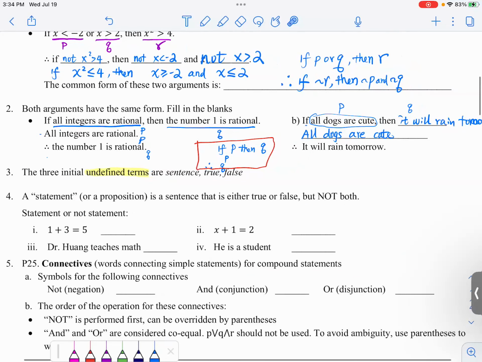These undefined terms are sentence, true, and false. So how do you define true? You're running out of words. So true is undefined. We know what true is. We probably just make some mutual agreement. So hopefully you know what true is and what false is. And sentence is just a sentence.